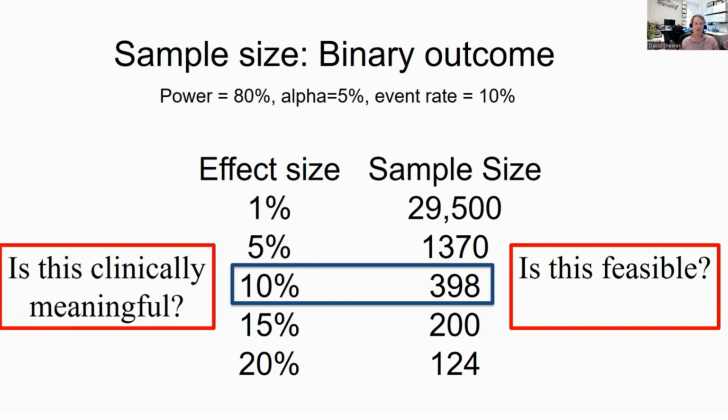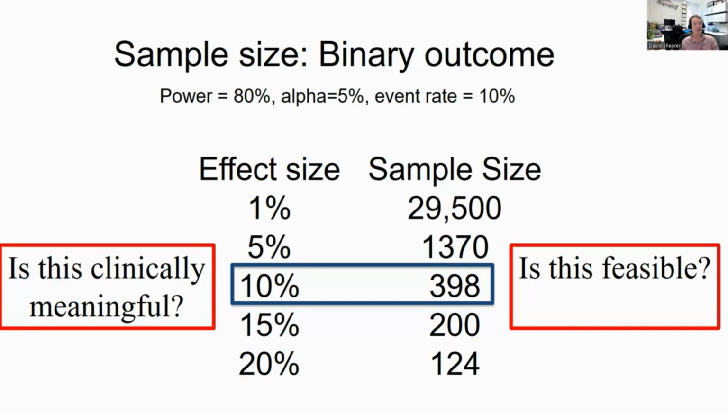If I say that what's clinically meaningful is 10% versus 15%, then it goes to 1,370 patients. And then at 10% versus a 20% difference, which I think we would all agree is clinically meaningful, then we need 400 patients. And we're going to say that in our case, that is feasible if you have a busy center.